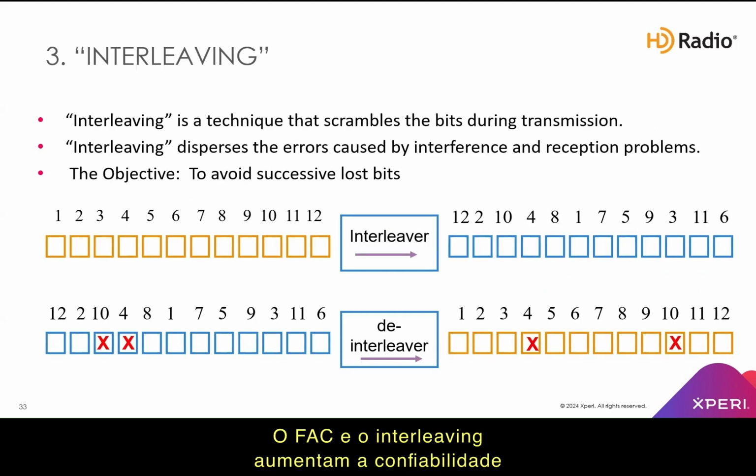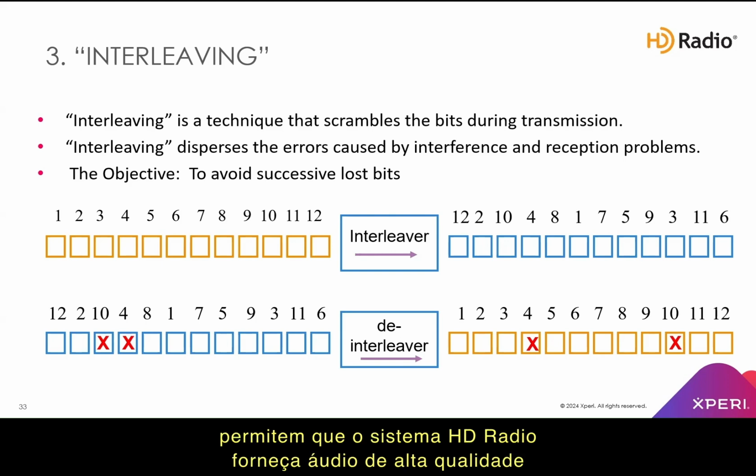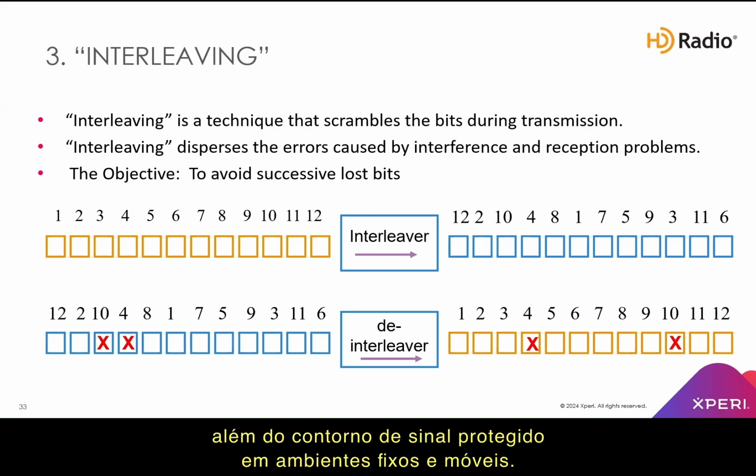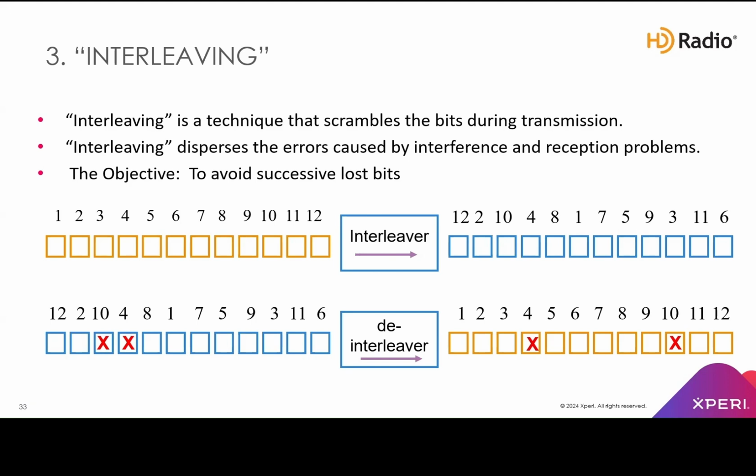The FAC and interleaving enhance the reliability of transmitted information by reducing lost data and spreading errors over time and frequency. This combination and superior modem performance allow the HD Radio system to deliver high-quality audio beyond the protected signal contour in both fixed and mobile environments.